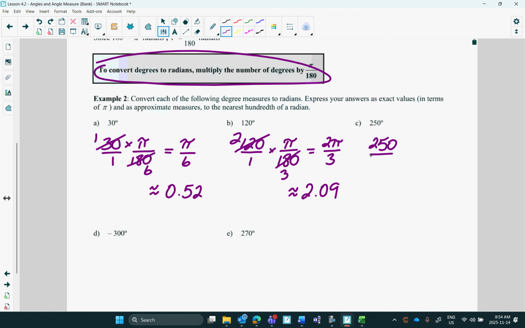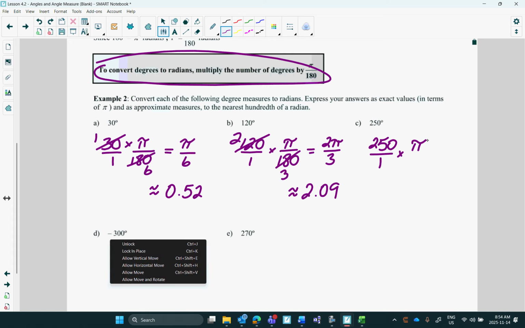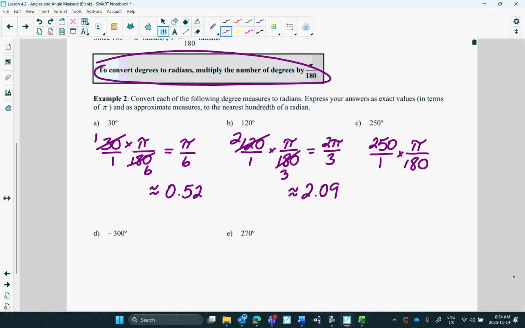250, again, just toss it over 1, multiply by pi over 180, and see how much you can reduce. Any idea? It's a bit of a tougher one. Does one number jump out at you that you could divide by? 10. Okay, so it's okay to reduce more than once if you need to. Let's just try 10. So we get this.